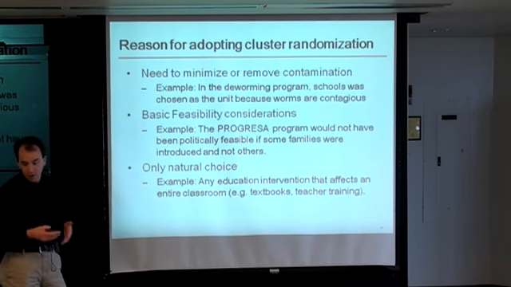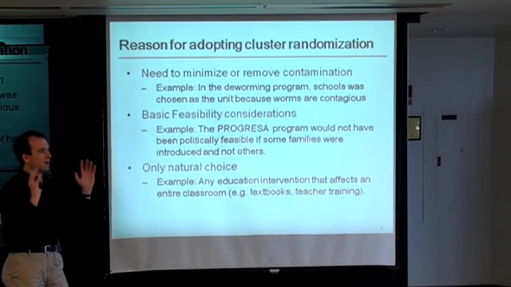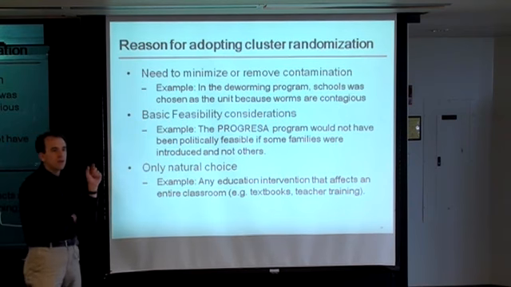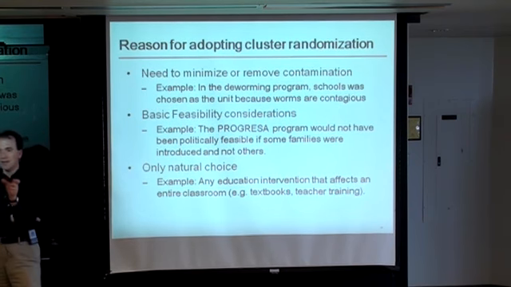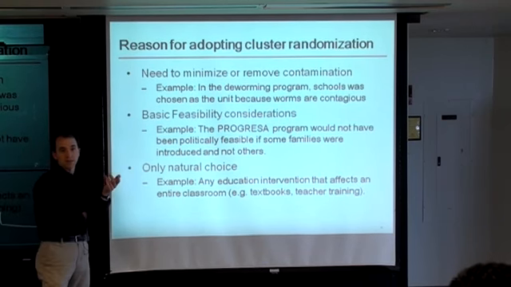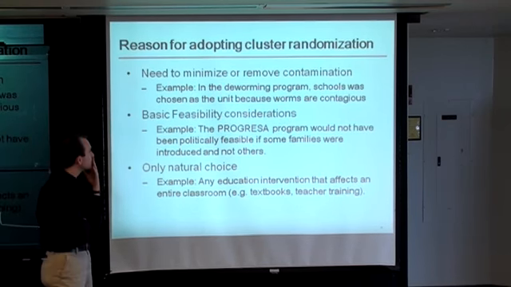Or it could be the other way around. It could be that if I deworm half the kids, that's enough to knock worms out of the population, and the control group is also affected. So you need to choose a level of randomization where your treatment is going to affect the treatment group and not affect the control group. So that's a very important reason for cluster randomizing.